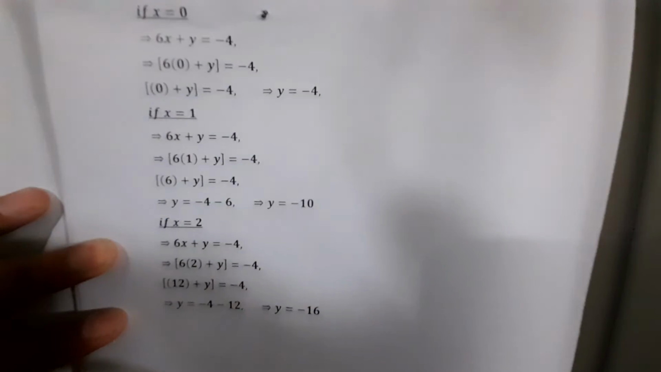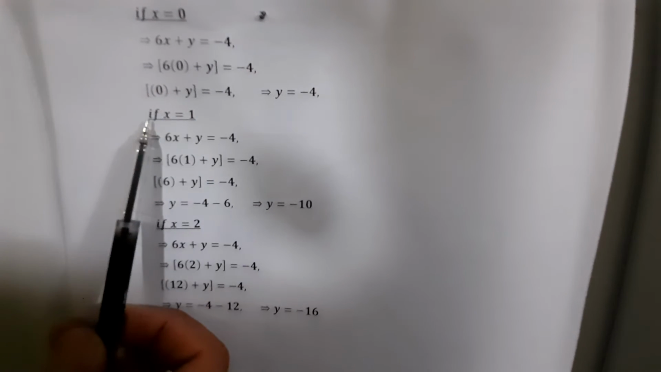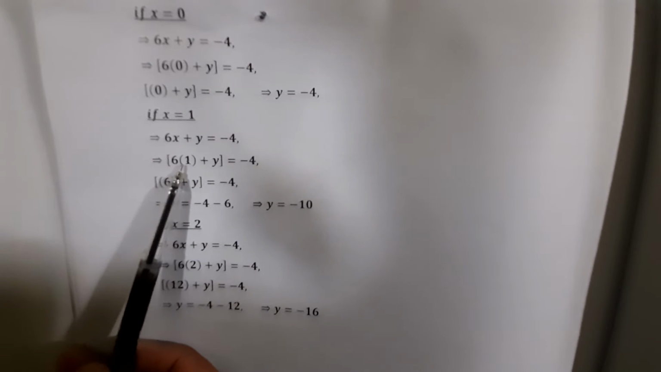Now we'll be moving on to the next values. If x is equal to 0, 6 multiplied by 0 is 0, so y is equal to minus 4. If x is equal to 1, 6 multiplied by 1 is 6.